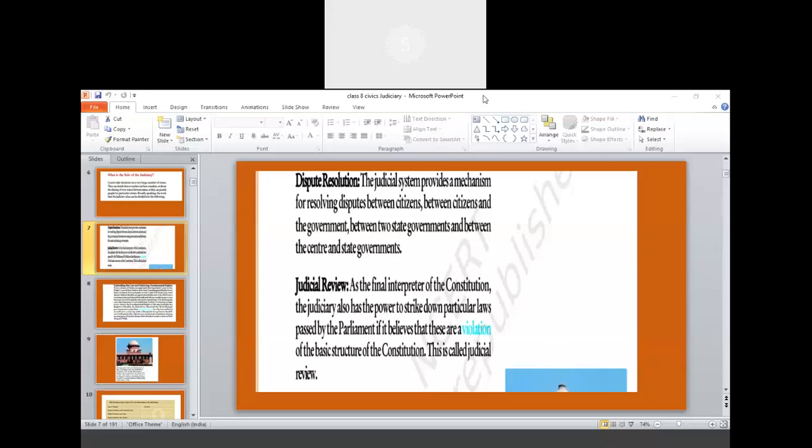So all these come under the original jurisdiction of the Supreme Court, the apex court. You should recall all these things which I explained to you in the class. Second jurisdiction is called appellate jurisdiction. Appellate is nothing but the power of appeal. So appellate jurisdiction means power of appeal.